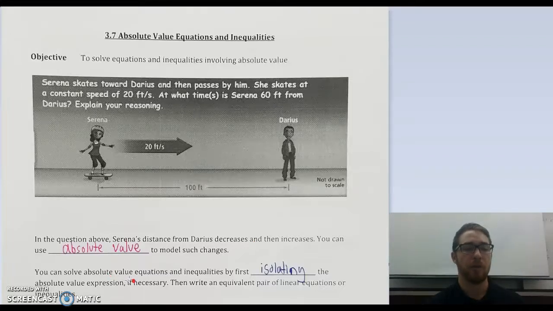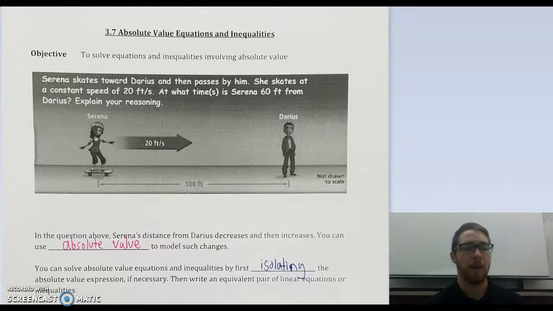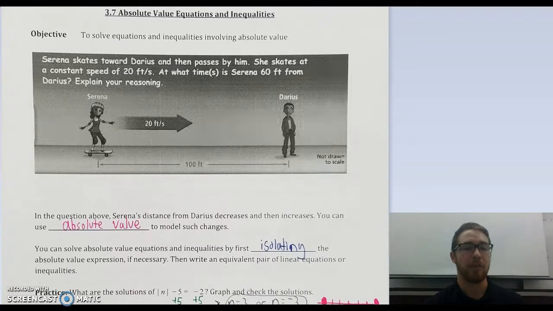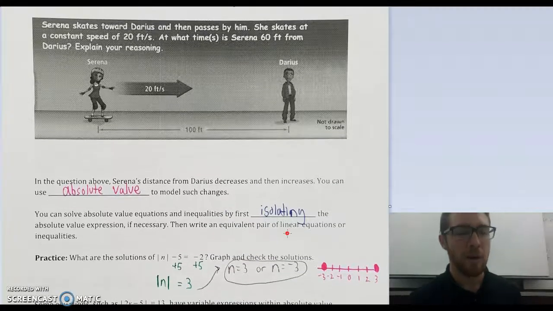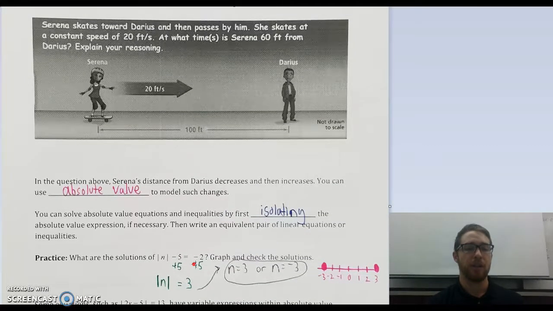We're going to solve absolute value equations and inequalities first by isolating the absolute value expression, and then we're going to write an equivalent pair of linear equations or inequalities. So again, still isolating just like we have with some of those earlier equations. We haven't actually seen an example yet, so we'll look at this example together. If I want to solve this as an absolute value equation, I don't have an inequality symbol, so just equals means it's an equation with an absolute value sign.